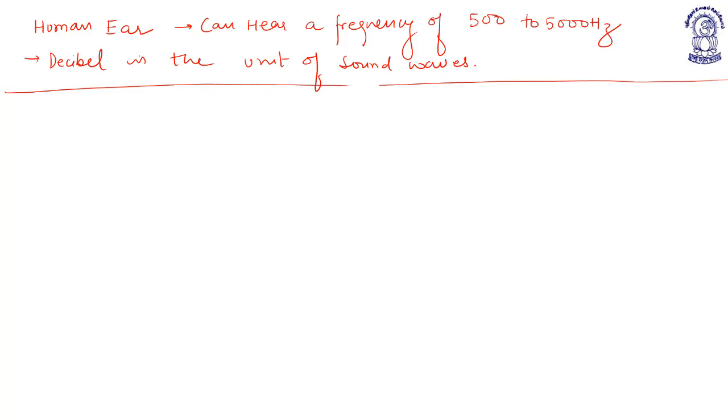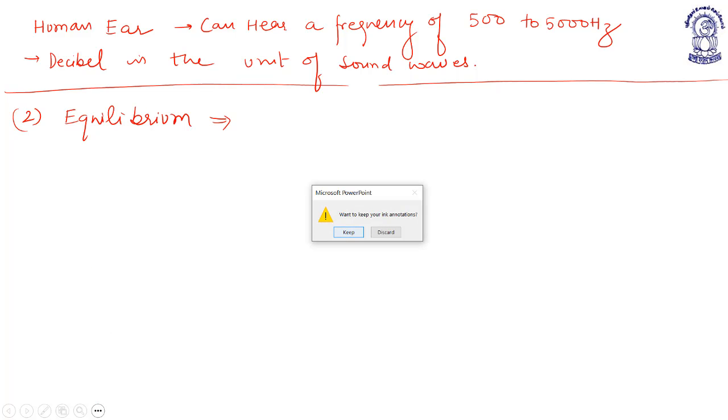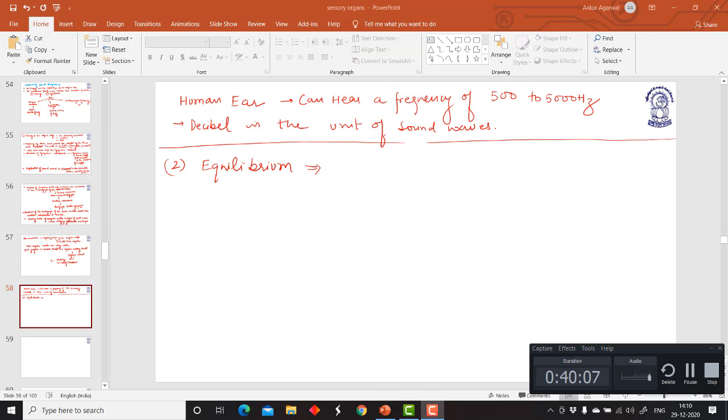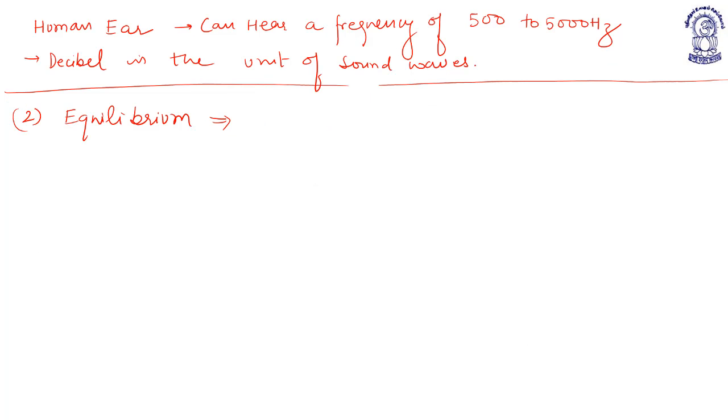Now mechanism of balance, that is equilibrium. As we have discussed in the previous slides, the sound above the intensity of 80 decibels is unfavorable for human ear, and it becomes very painful at about 140 decibels.